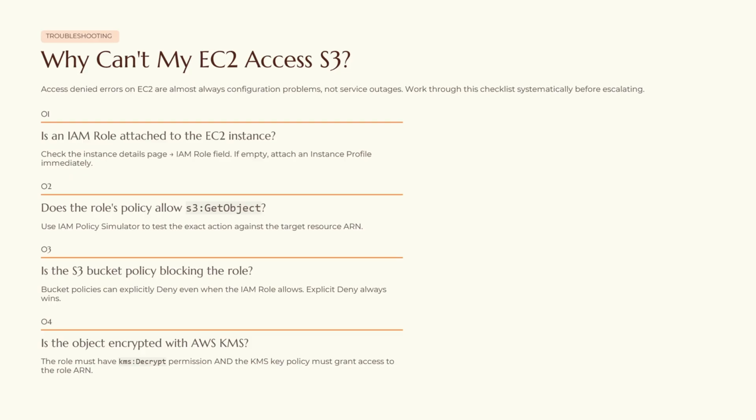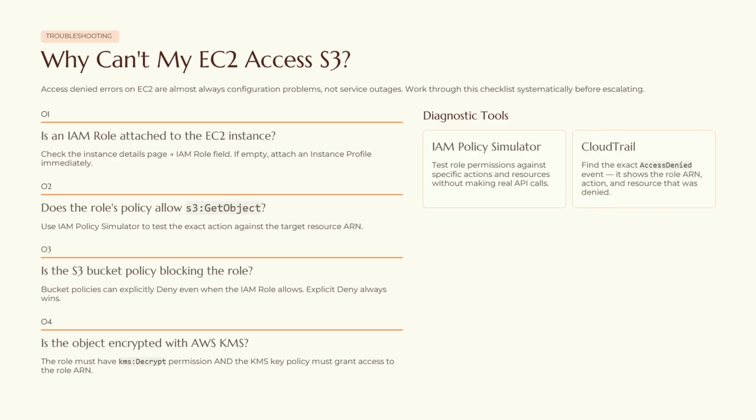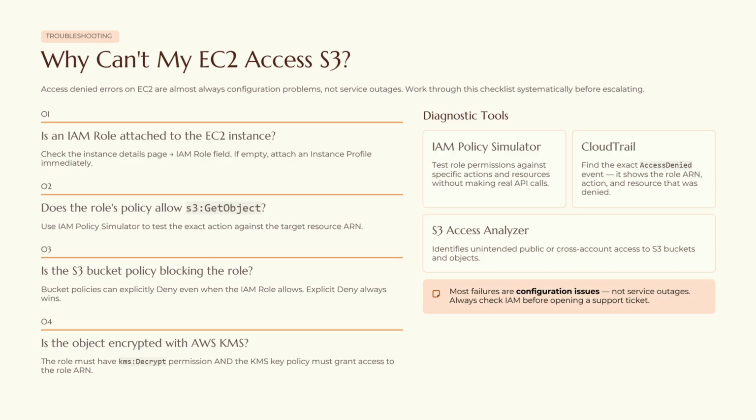AWS also provides powerful tools to help diagnose these issues. Use the IAM policy simulator to test whether a policy allows or denies a specific action before making changes. Use AWS CloudTrail to trace API calls and identify exactly who made the request and why it was denied. And for Amazon S3, S3 Access Analyzer helps identify permission issues and shows which policies are affecting access. Following this systematic approach and using the right diagnostic tools makes troubleshooting IAM permission problems much faster and more reliable.